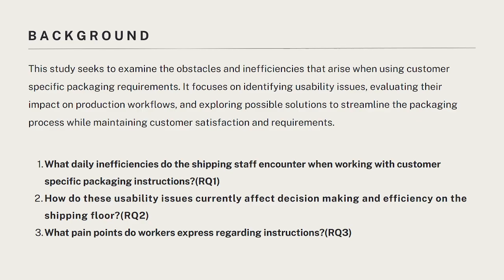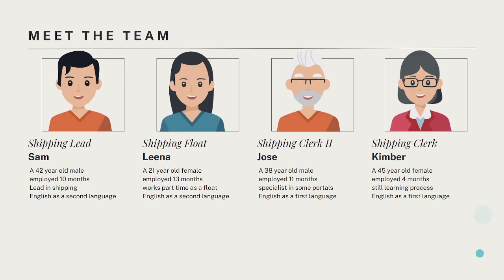After prototyping, these jobs were moved to production and would sometimes swap sites where directions and information wouldn't be as clear as they'd been to the prototyping group. So in this study, we looked at the challenges at the end of this process in the shipping department. Three research questions stood out, looking at the inefficiencies with customer packaging, the usabilities that affected decision making, and the pain points expressed by the team.